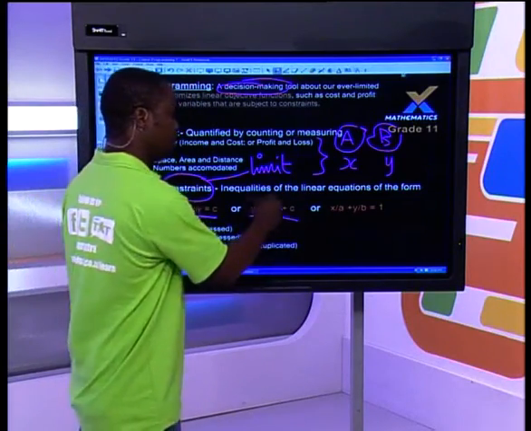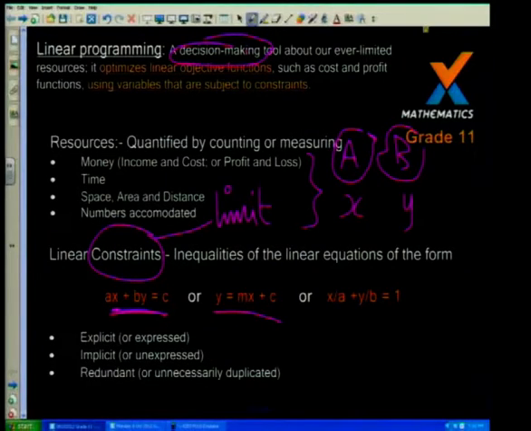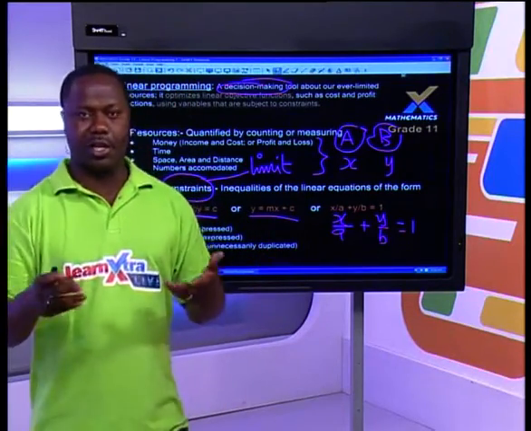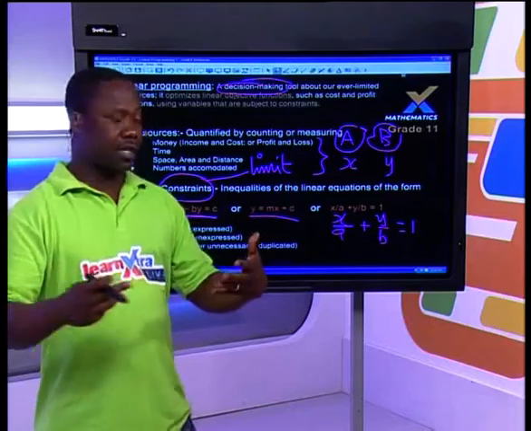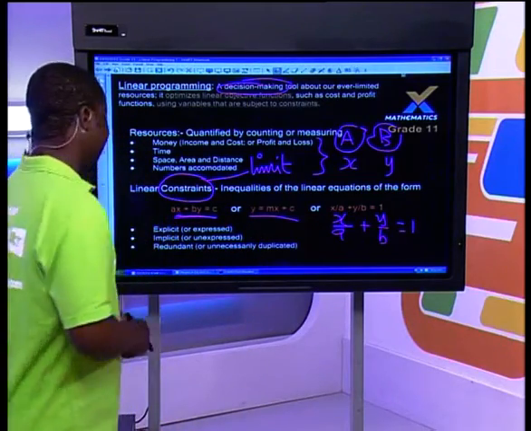This one I'm sure you're most familiar with. You could have another one that says, okay, let me just rewrite this, x over a plus y over b equals 1. All right. So those are the three types of linear equations that you can come across when we talk about our linear constraints.